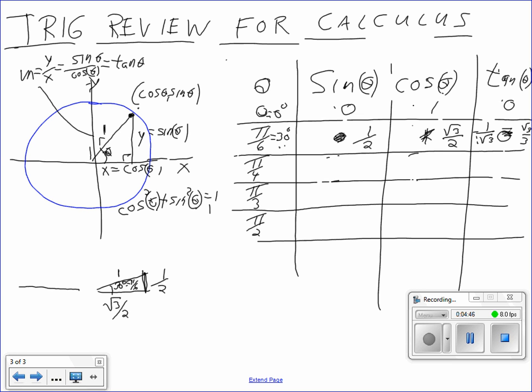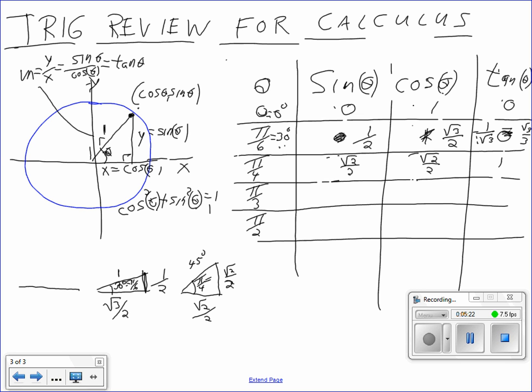Okay, that's 30 degrees. What about 45 degrees? Remember, at 45 degrees, x and y are the same. Struggling with my drawing today. That's pi over 4, which is 45 degrees. Now I know x and y are the same, and you can even solve for that: it's square root of 2 over 2. What's the slope going to be? If x and y are the same, the slope is 1. At pi over 4, the cosine is root 2 over 2 and the sine is root 2 over 2.